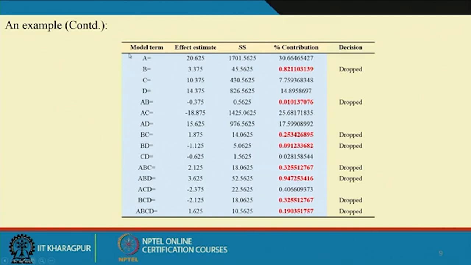So, how many parameters do you have to estimate here? There are 15 effect parameters: 4 main effects, 1, 2, 3, 4, 5, 6 two-way interaction effects, 1, 2, 3, 4 three-way interaction effects, and 1 four-way interaction effect. And the estimate of each effect is the contrast divided by 2 to the power k minus 1 into n. In that sense you are able to find out all the effects. You see the effect values are positive and negative also. That means when the factor goes from the low level to the high level, the y values are increasing in some cases and decreasing in others, and that is true for interaction effects also. And then SS you are computing in the same manner.